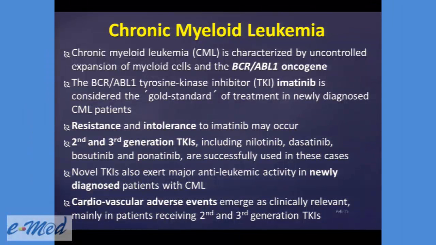CML, or chronic myeloid leukemia, is characterized by uncontrolled expansion of myeloid cells caused by overexpression of the BCR-ABL1 oncogene. Since 2001, the BCR-ABL1 tyrosine kinase inhibitor imatinib is considered the gold standard of treatment for CML patients. However, resistance or intolerance to imatinib may occur, necessitating the use of second and third generation TKIs. These include nilotinib, dasatinib, bosutinib, and ponatinib.